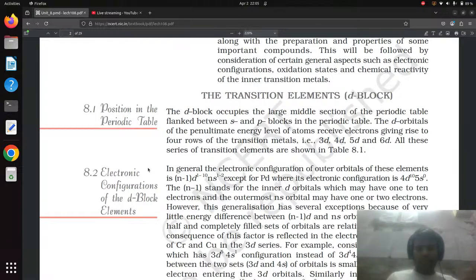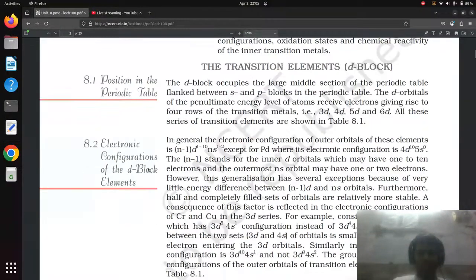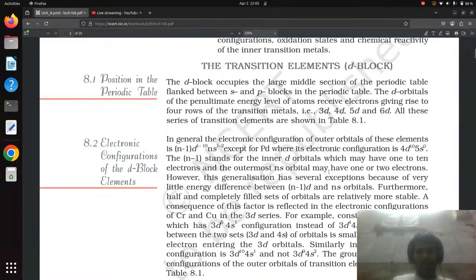The advanced one stands for inner d orbitals, which may have 1 to 10 electrons, and the outermost ns orbital may have 1 or 2 electrons. However, this configuration has several exceptions because of very little energy difference between (n-1)d and ns orbitals. Furthermore, half and completely filled sets of orbitals are relatively more stable.